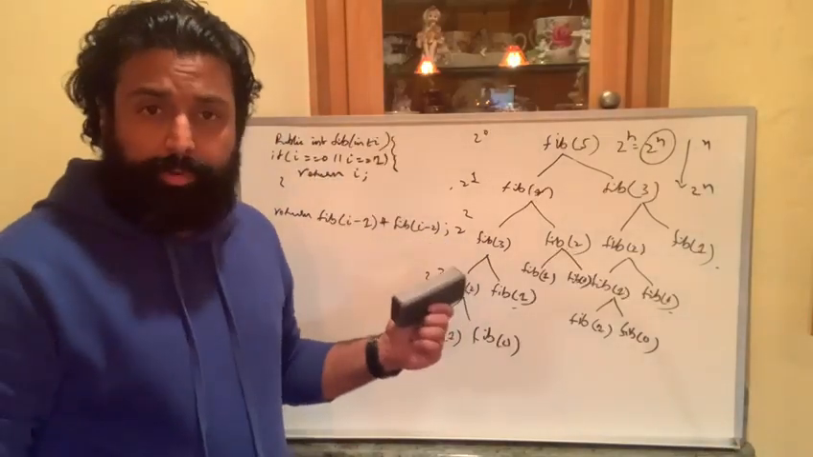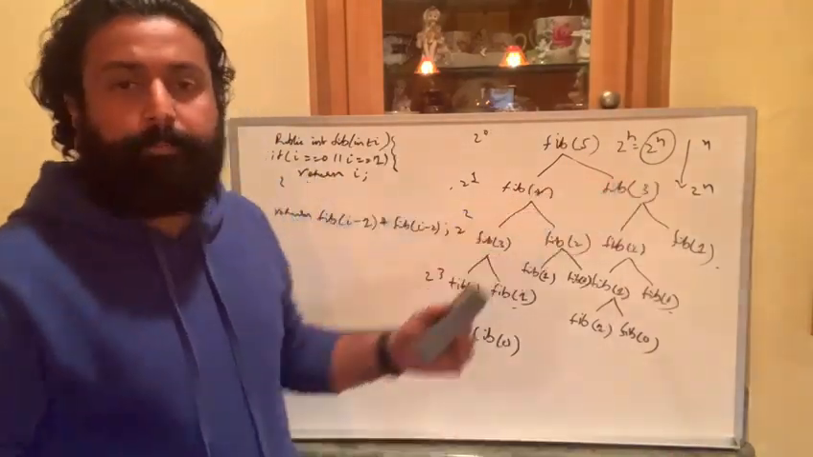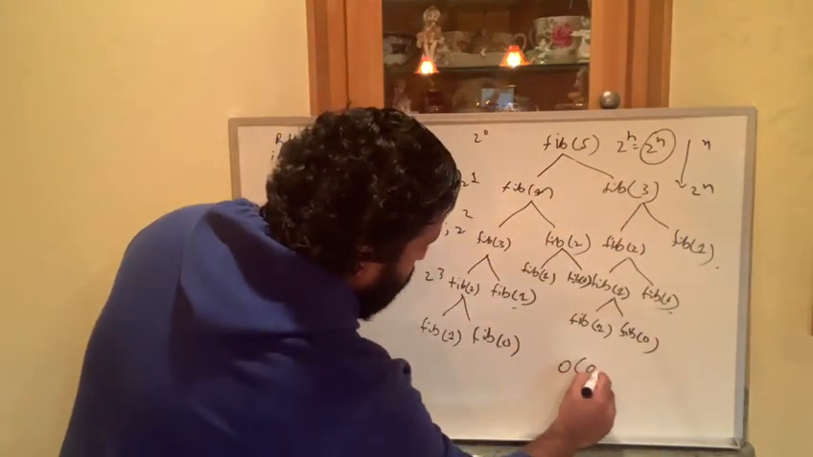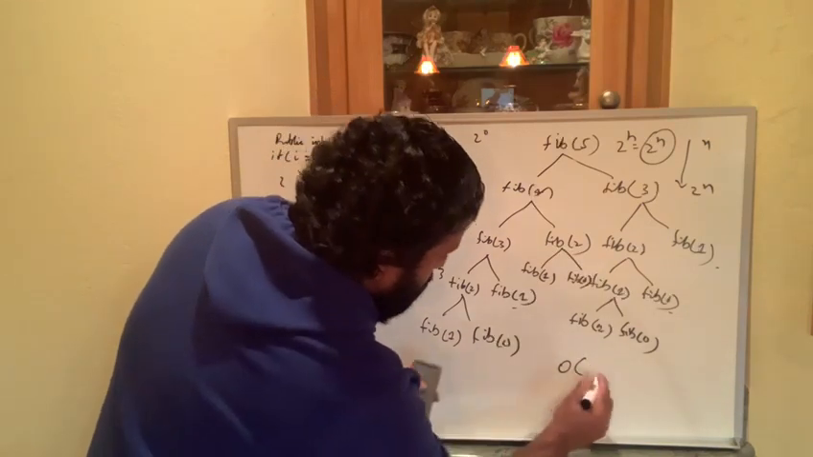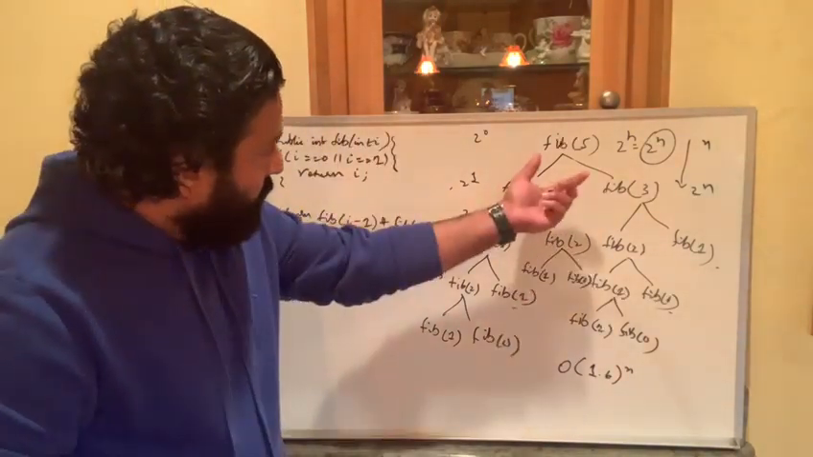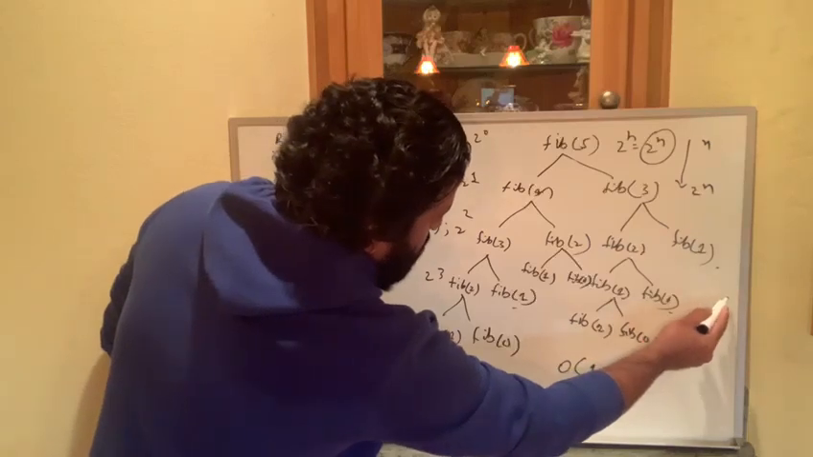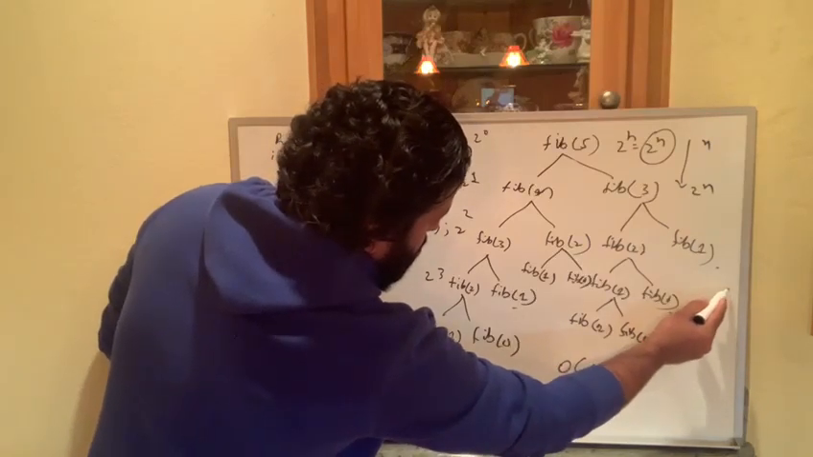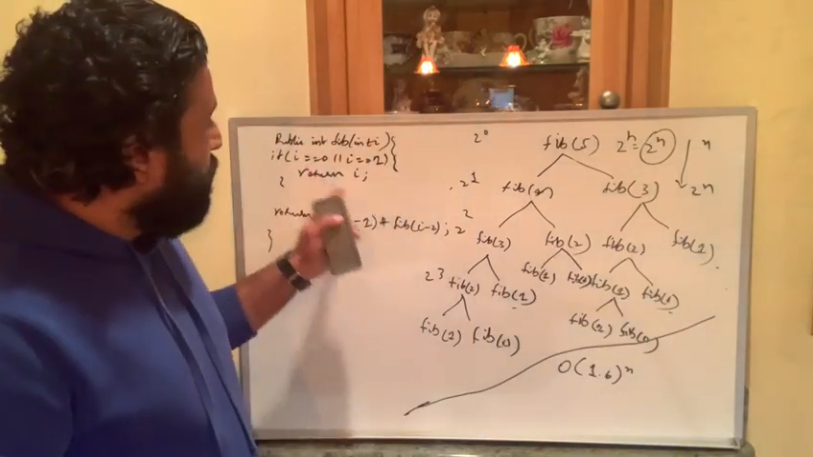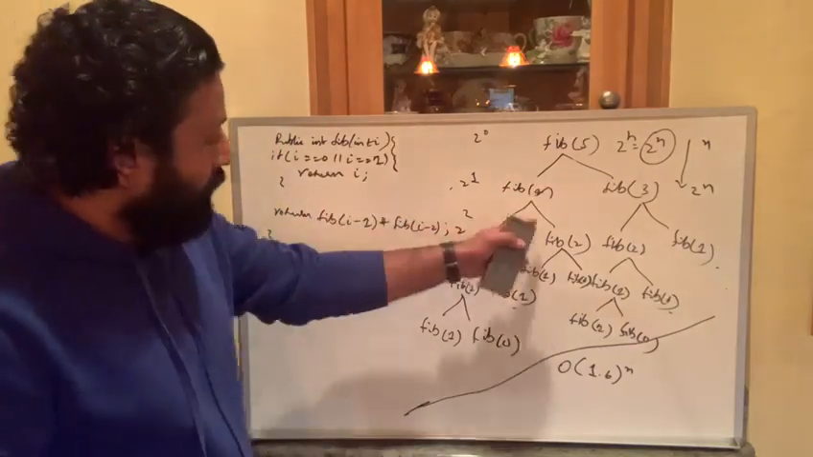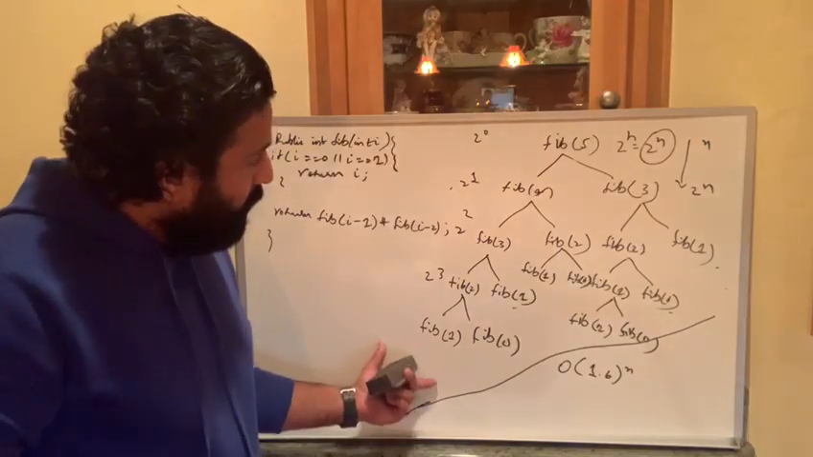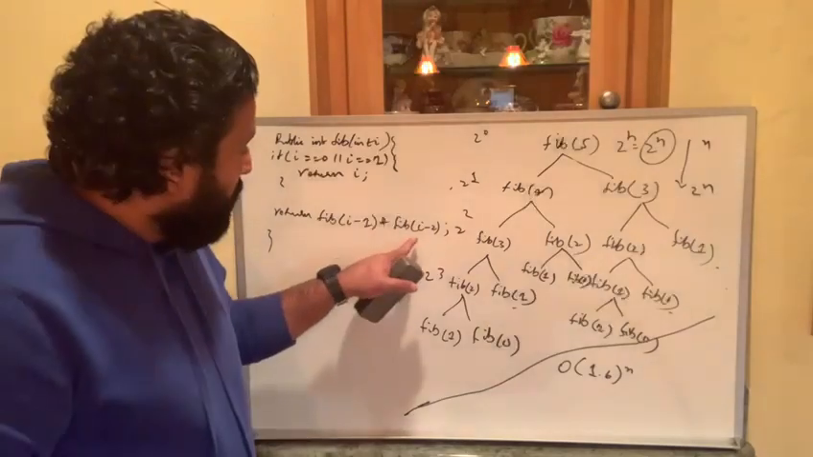This is a very costly operation. Technically it's 2 power n, but practically at runtime it's slightly better than 2 power n. It's going to be order of 1.6 power n, because it's not a balanced tree. It's going to be skewed to the left side, because fib of i minus 1 is going to grow more, because it's going to subtract just 1, then fib of i minus 2.